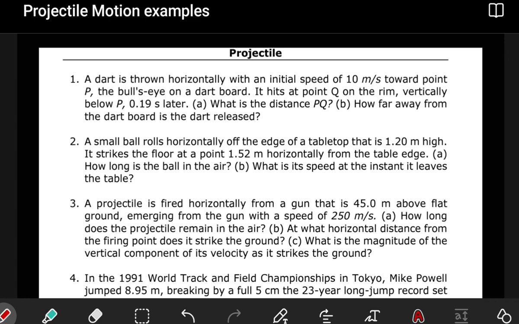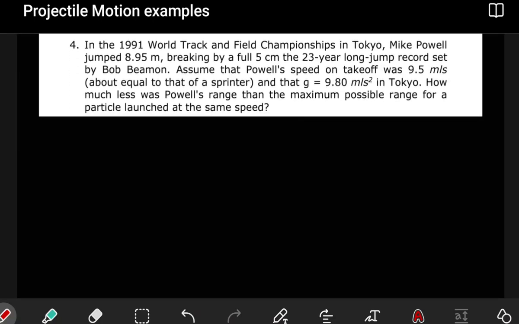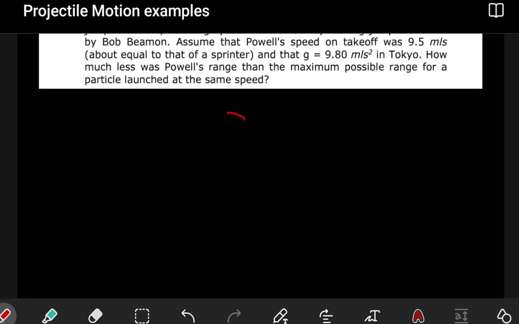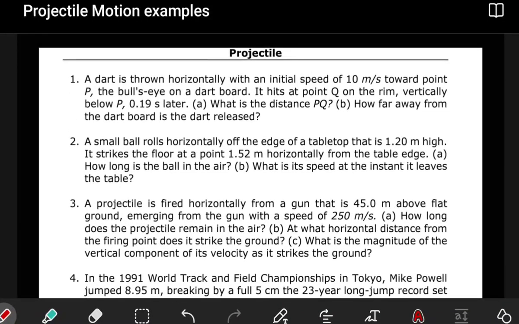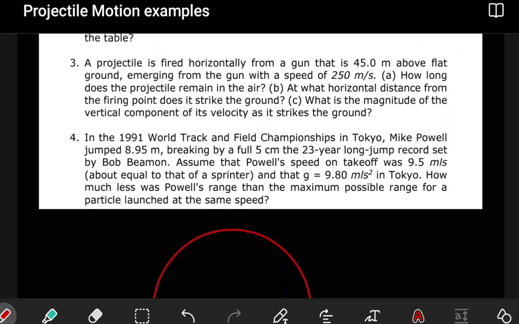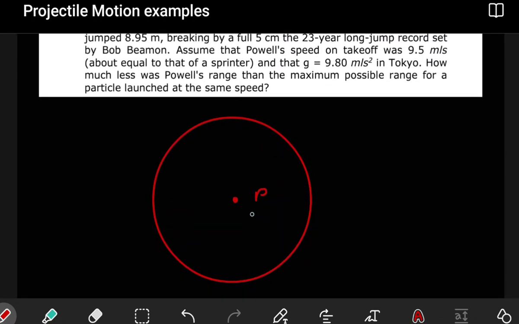So the first thing that we have to do here is to have a clear picture of what is actually happening. If we look at where the dartboard is, let's picture this to be our dartboard. Let's say the bullseye is somewhere here, right in the middle of this circle. This point is labeled as the point P. So our dart is being thrown to hit that spot.